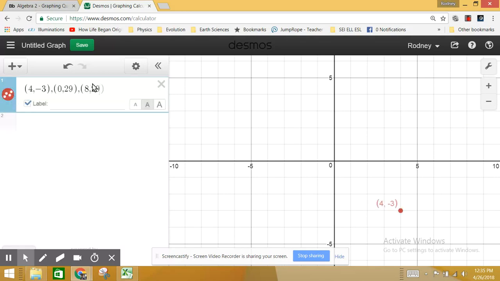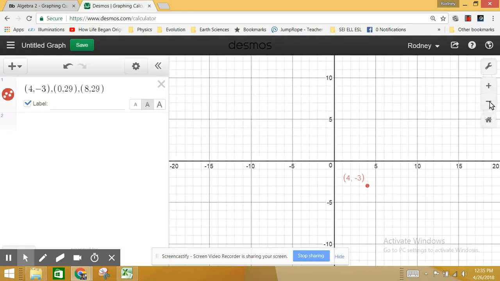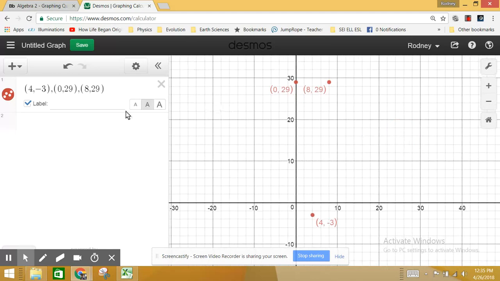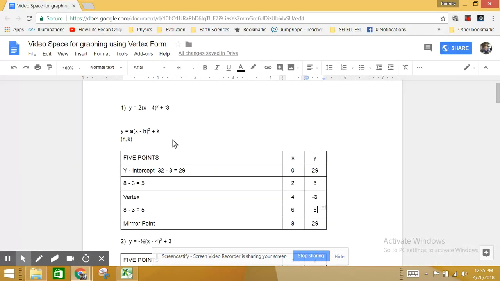Then I have a mirror point on the opposite side at 8, 29. I can't see this right now, so I'm going to zoom out a little bit. My computer has a lot to think about because I'm making a video. And now I'm going to pick the 2 other points which were at 2, 5 and 6, 5. And now I've got my points. Confirm that that's the ones I wanted. Yep, those are my points.